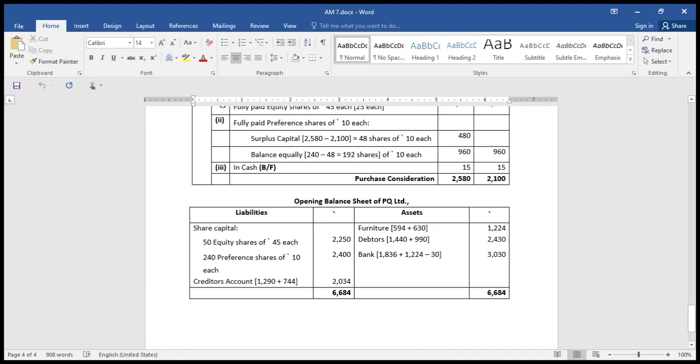Okay, next liabilities. Share capital: they issued 50 equity shares of rupees 45 each and 240 preference shares of rupees 10 each. Okay, next, creditors of both the companies 2034. So the total of the balance sheet will be 6684.